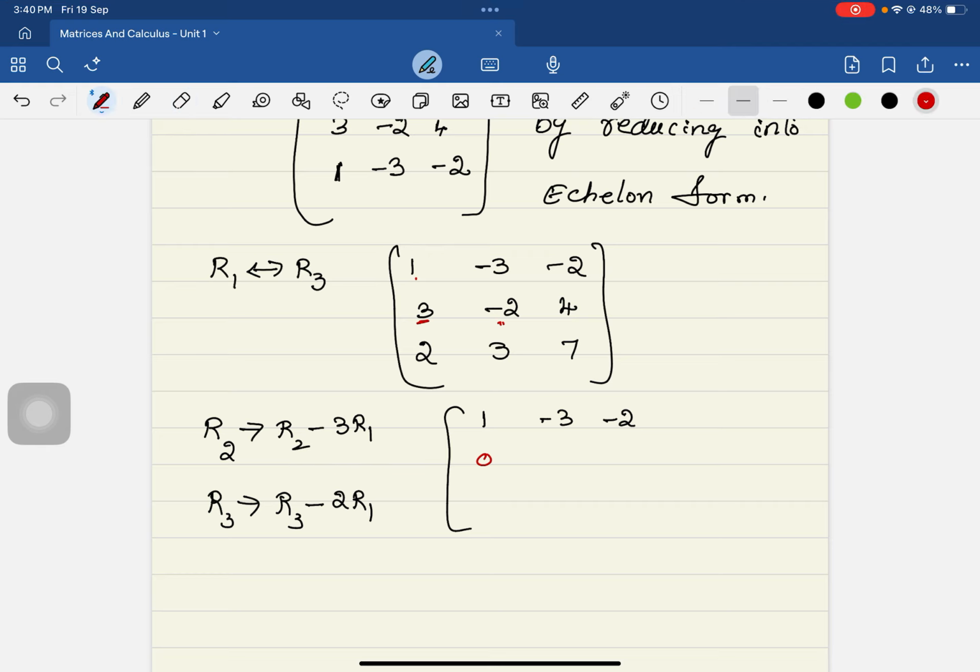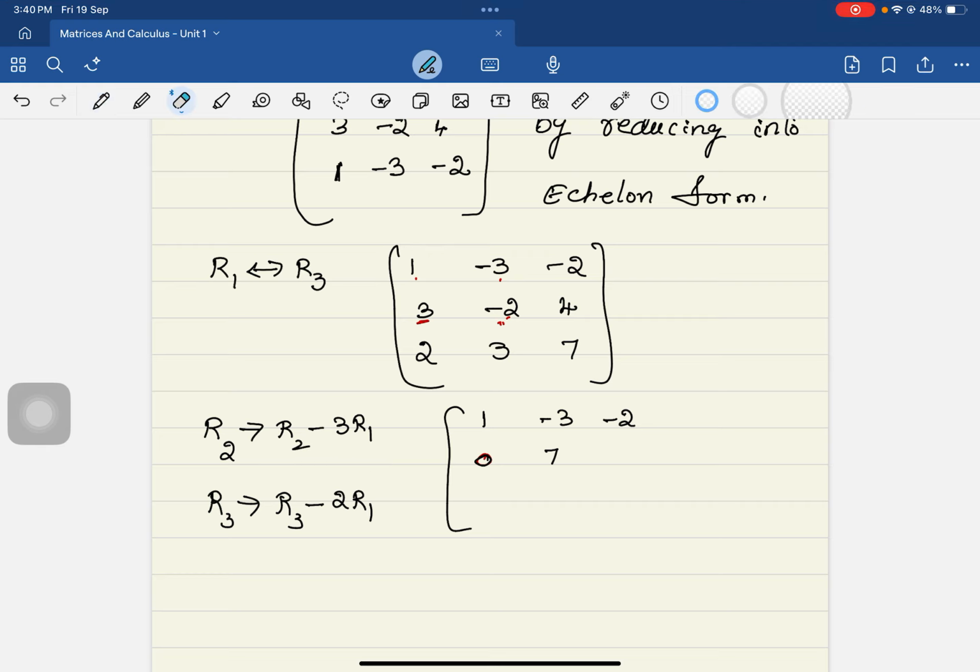R2 is minus 2, so put minus 2 here. Minus 3 into the corresponding R1 element, which is minus 3. So minus 2 plus 3 becomes what? 7. 9 minus 2 is 7. This is 0.